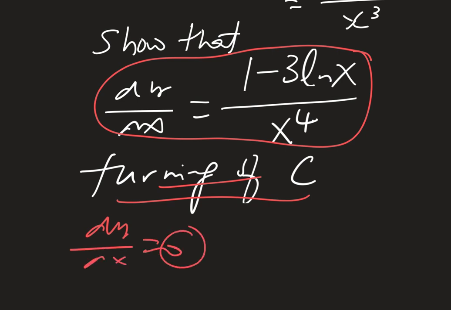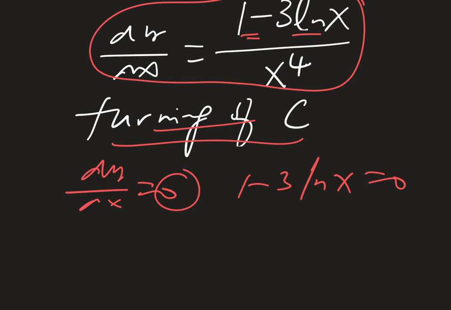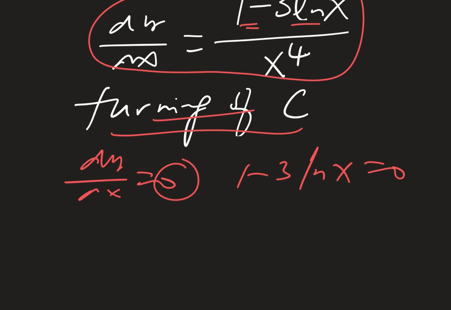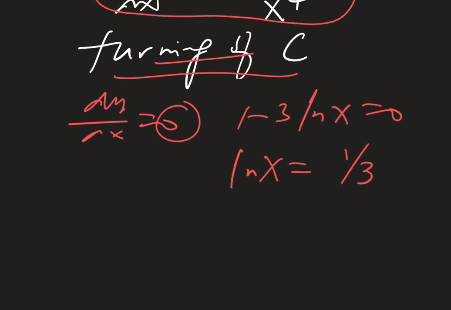So when it equals 0, which means that the numerator has to be 0. Without verifying this, you know ln x is 1 over 3, so x is equal to e to the power of 1 over 3. Why do I put this first? Because if you really don't know how to do it, or don't know what a turning point is, you can get this and score at least 1 mark.